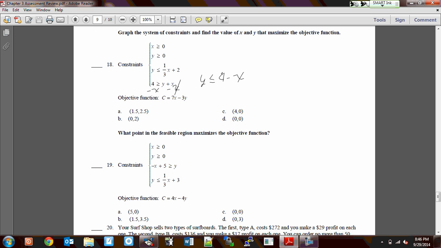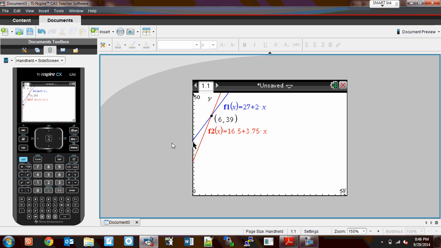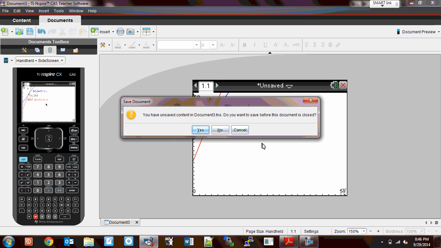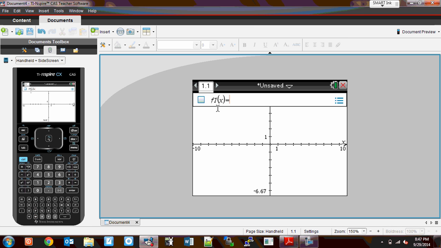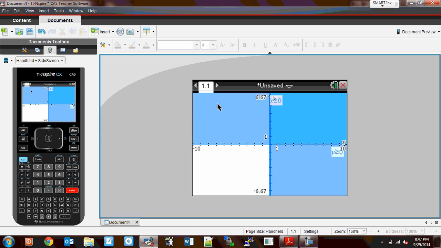All right. So let's go to our graphing calculator. Let's get a new one. So Control W, no. All right, let's pick a graph. Oh, it's already up there, so we don't have to hit Control G. Let's graph y is greater than or equal to 0. Back to Control G. Let's go ahead and graph x is greater than or equal to 0.